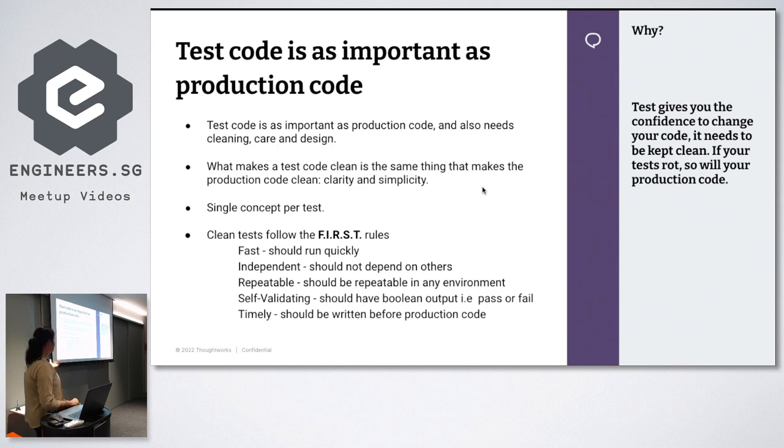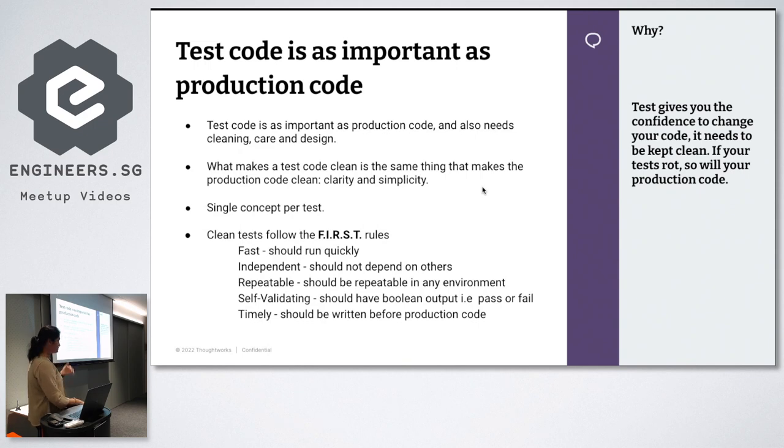Some of the rules for having a clean test is following the FIRST rules, that is fast, independent, repeatable, self-validating, and timely. What this says is your test should be fast, it should run very quickly. The reason for this is, imagine your tests are running very slow and the developers need to run the test every time they make some changes, they will be very demotivated to run it very frequently. So for that reason, we want it to be fast.